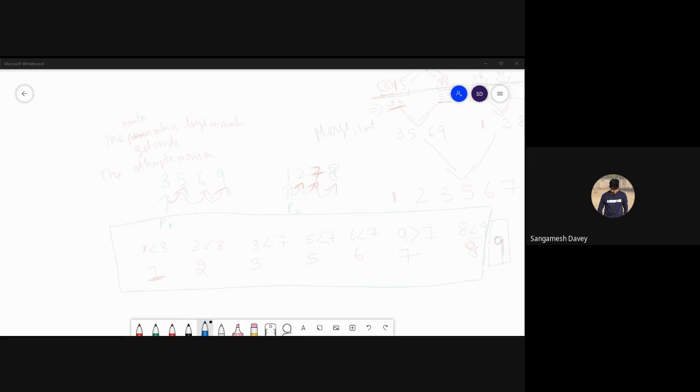Is it understood, people? Do you understand? This is the main concept of merge sort. You take these 2 pointers, you iteratively move them, you do comparisons, and then you put them in. Did everyone understand this step, or do we go with one more example?